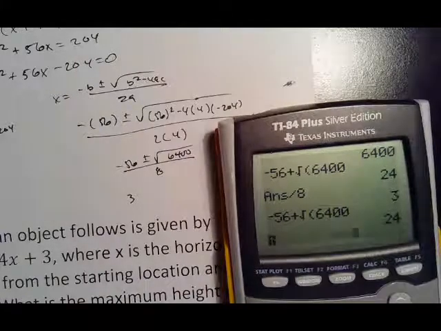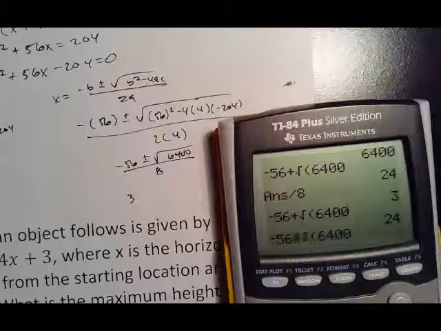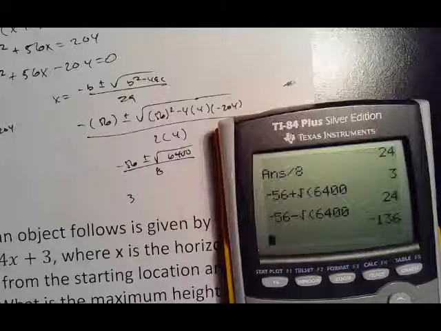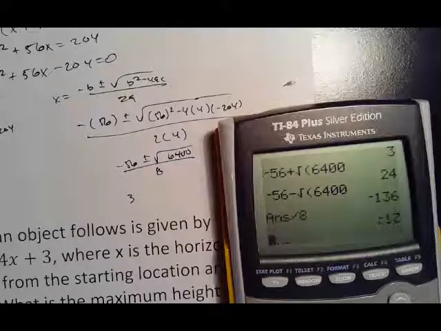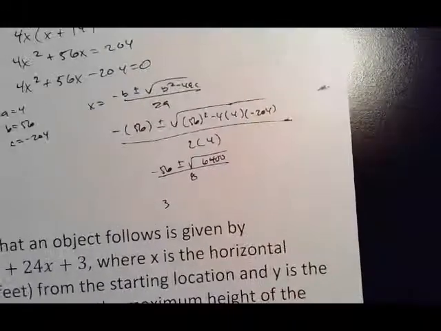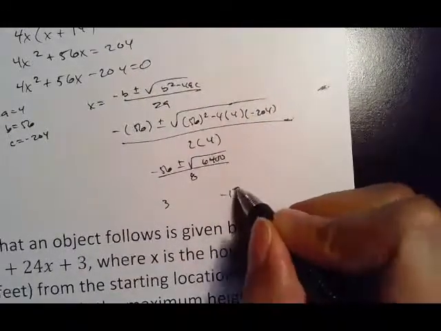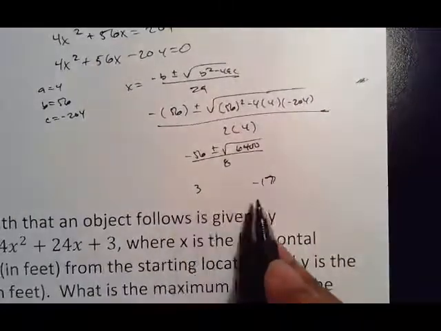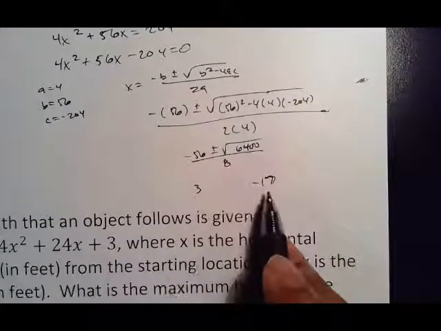And then doing it the other way, negative 56 minus square root of 6400, divided by 8 equals, and again, this is where if your application problems there, you kind of need to check that answer. But again, remember, the key thing is that these are not your answers. These are the values that will lead to your answer.